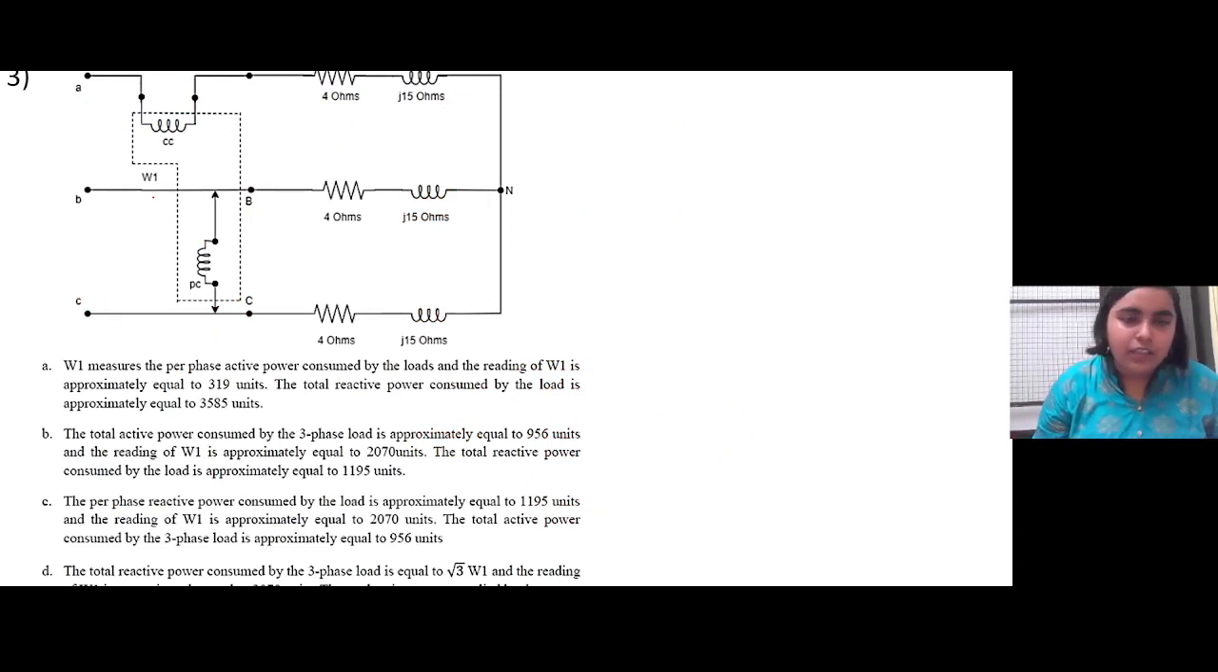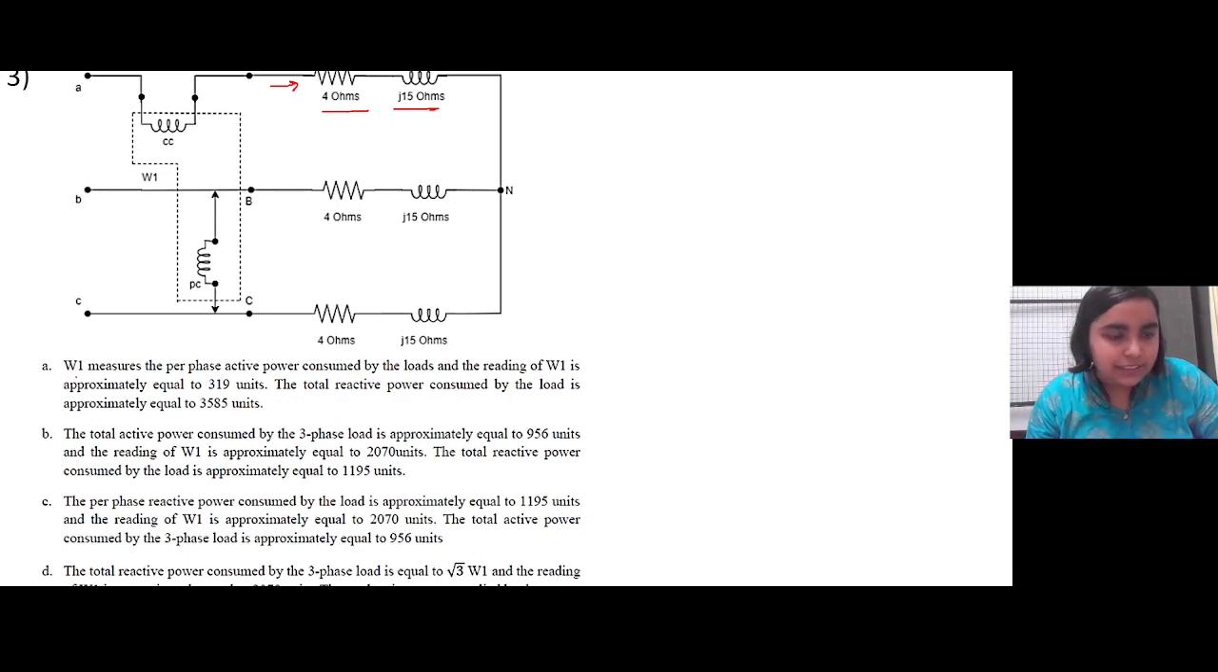So again, a wattmeter based problem. In this case, the wattmeter is connected in such a way that one of the current coils is connected in series with this particular phase, and each phase has a resistance of 4 ohm and an inductance of j15, right? And the pressure coil is connected between B and C. There are four statements given, and we have to identify which one is correct.